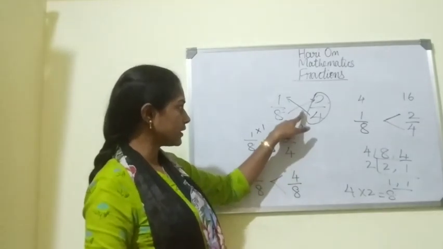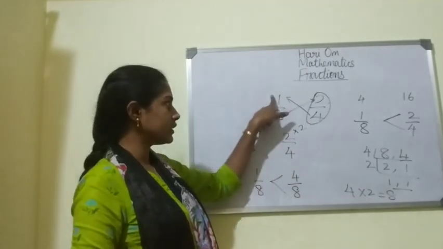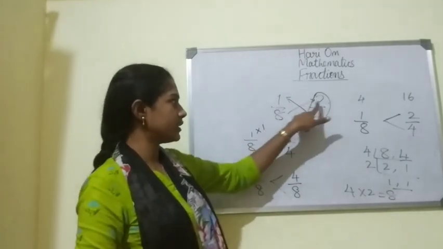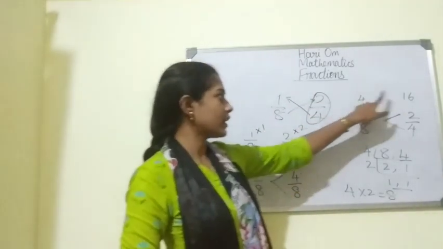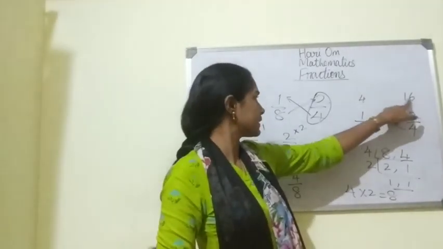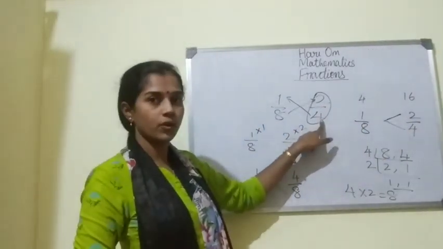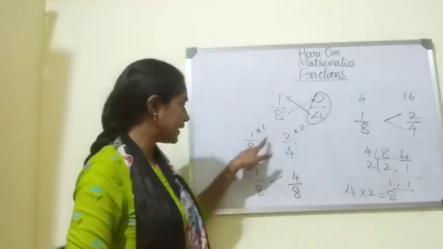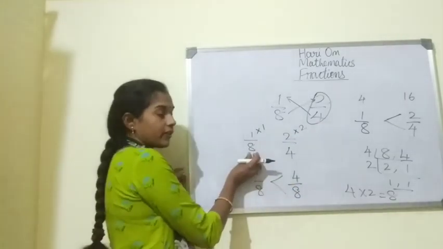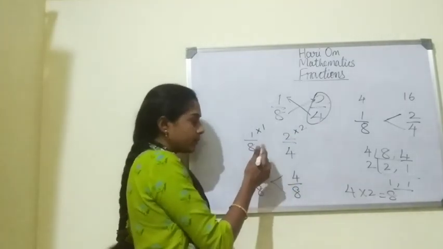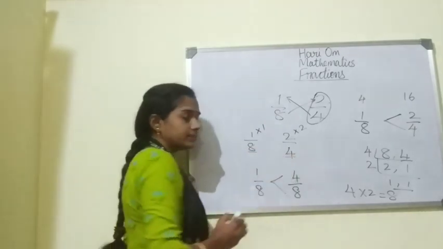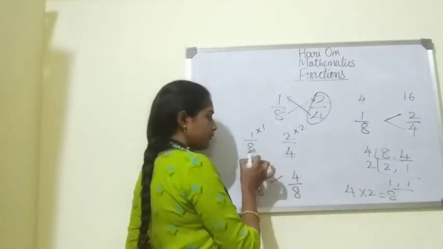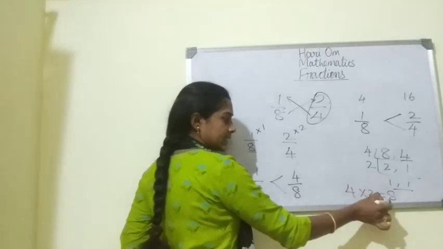Okay, so cross multiplying the denominator with the numerator and this denominator with the numerator, we got 4 and 16. So 16 is greater. 2 by 4 is the greatest fraction. And in taking LCM, we have to find the LCM of the denominators. We have 8 and 4. For 8 and 4, 8 is the LCM.